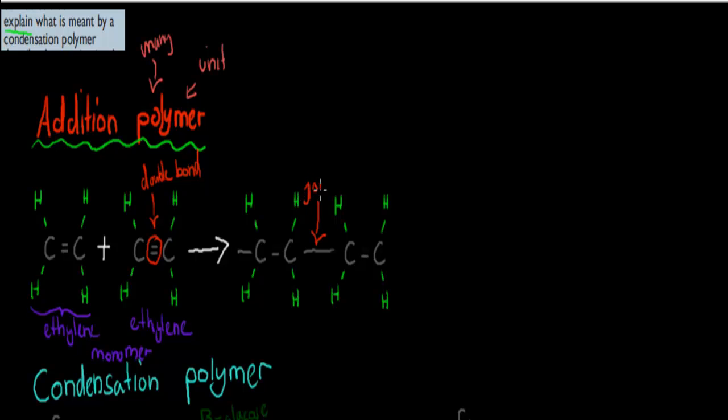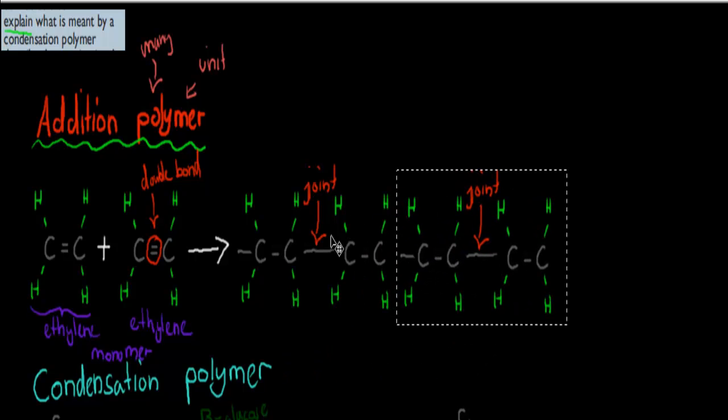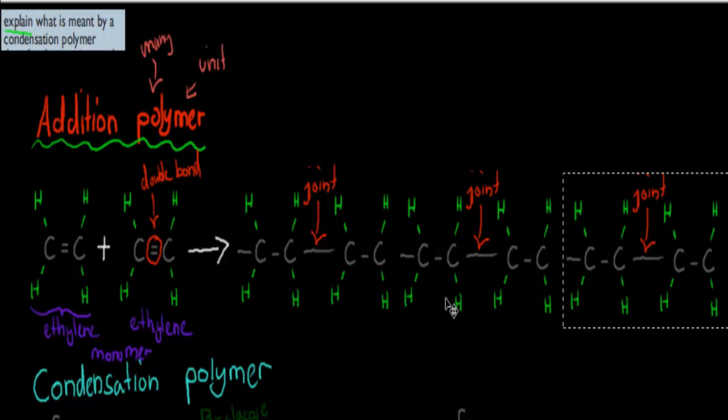And that's not just going to happen once. So I've just done it once. What I'm going to do now is I'm going to copy paste it to make it happen a couple times. And if that happens, we have a long chain. So now it's 4 monomers long, now it's 6 monomers long. But you can imagine this might go on for a couple thousand times, right? So it's going to be quite a long chain. But this is an addition polymer.